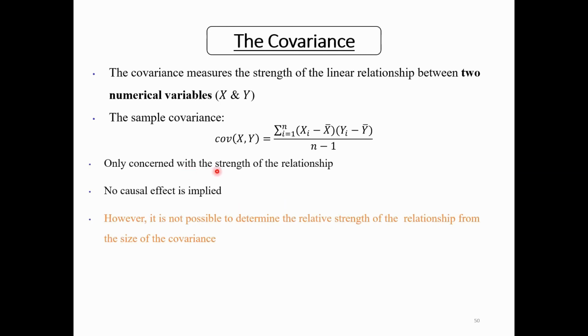Now, we have to keep in mind the covariance is only concerned with the strength of the relationship, right? It is only concerned with the strength. There is no causal effect, so one does not imply the other. That you cannot say. You're only talking about the strength. One of the disadvantages I've mentioned here is that it is not possible to determine the relative strength of the relationship from the size of the covariance, right? So how do we calculate this relative strength?